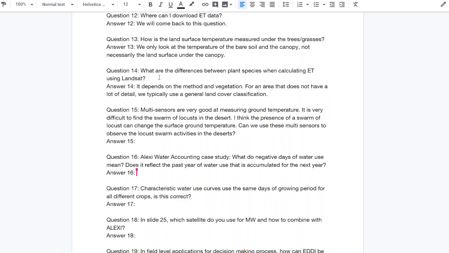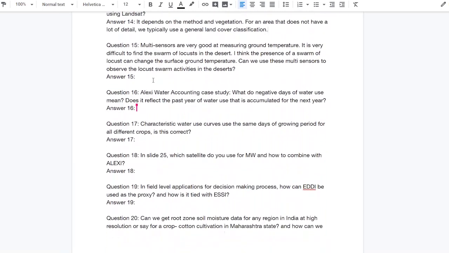Okay, question 15. Multi-sensors are very good at measuring ground temperature. It is very difficult to find the swarm of locusts in the desert. I think the presence of a swarm of locusts can change the surface ground temperature. Can we use these multi-sensors to observe the locust swarm activities in the desert? I mean, this is obviously an important problem right now. And honestly, I'm not sure.